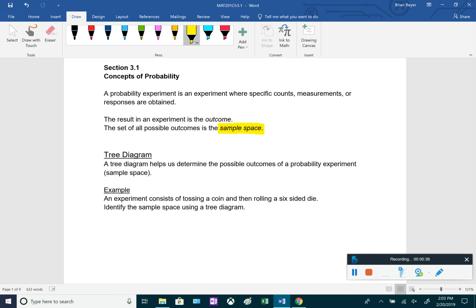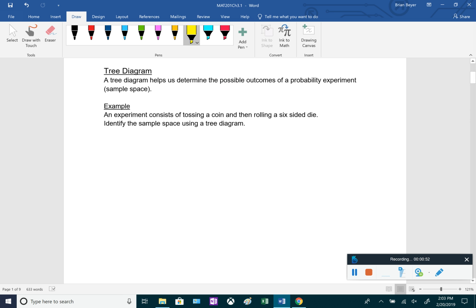Okay, so for the next thing, a tree diagram is going to help us determine the possible outcomes of a probability experiment, which is the sample space. So let's do an example just so we can see how it is drawn out. Let's say an experiment consists of tossing a coin and then rolling a six-sided die. Let's identify the sample space using a tree diagram.